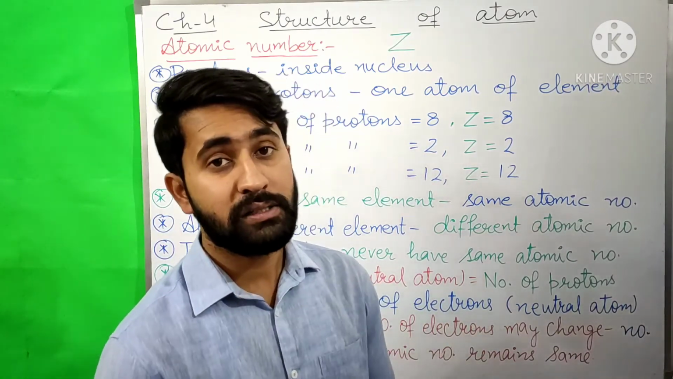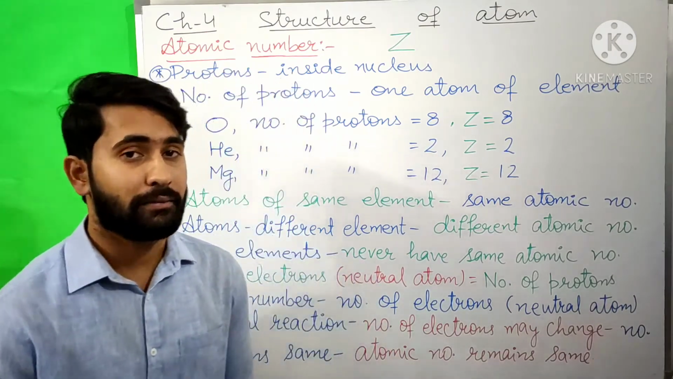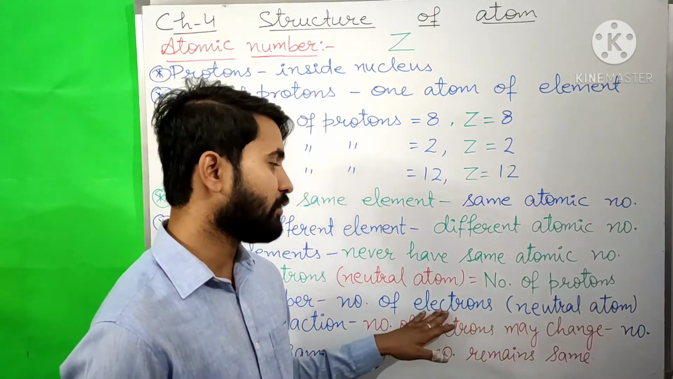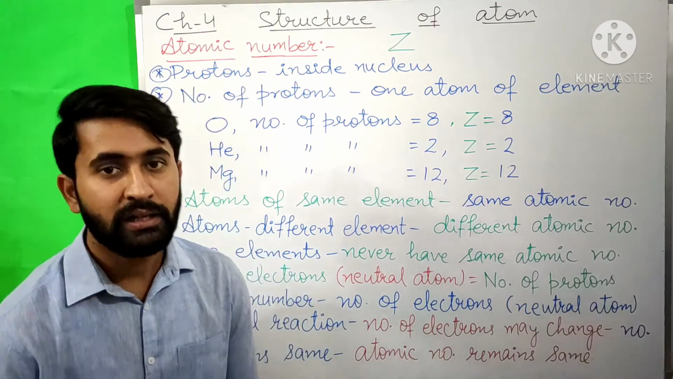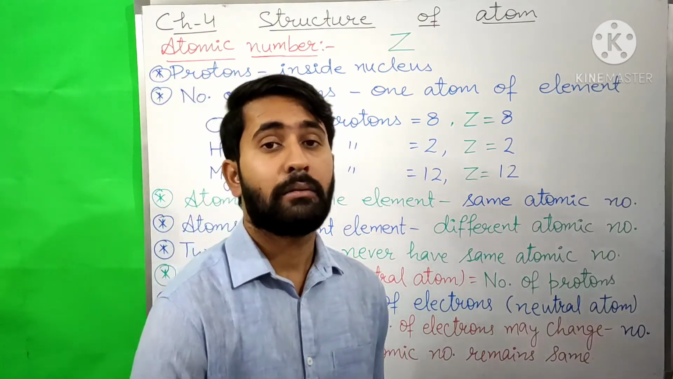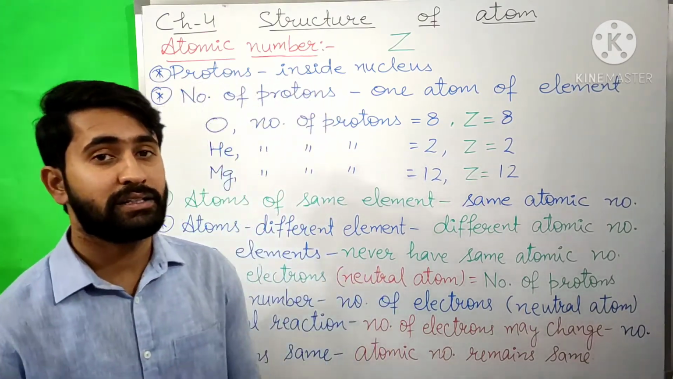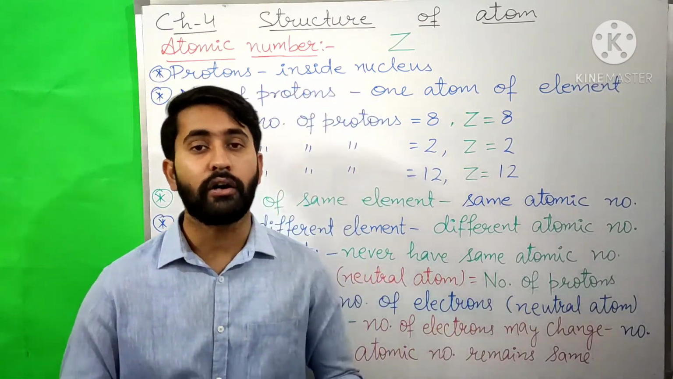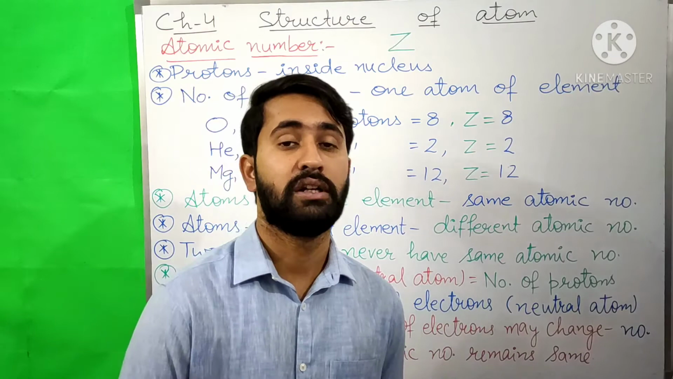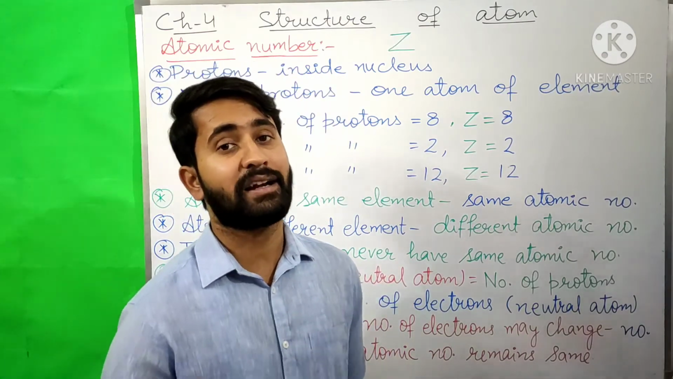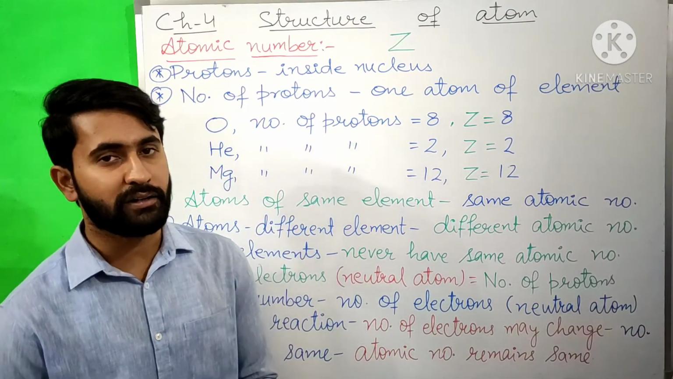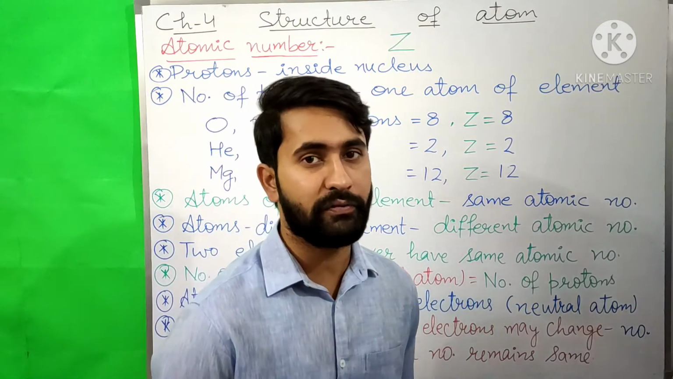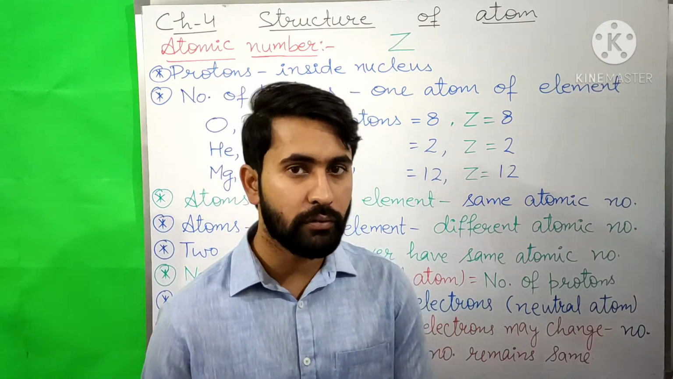It is because in a neutral atom, the number of electrons is equal to the number of protons. But when an ion is formed, either an atom gains an electron or it loses an electron. So the ion either contains more electrons or fewer electrons than the number of protons.